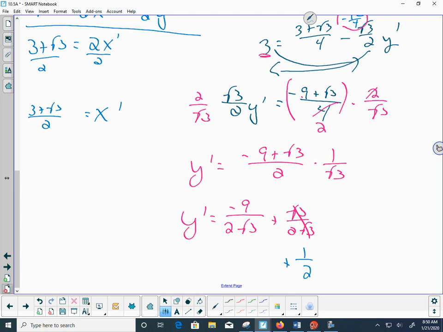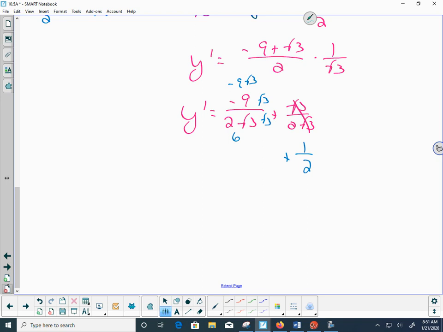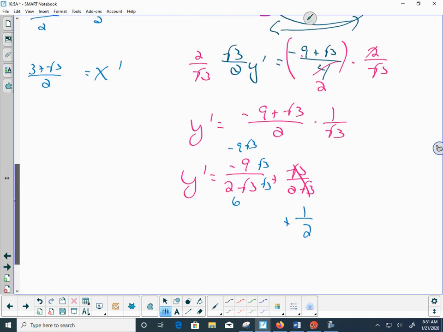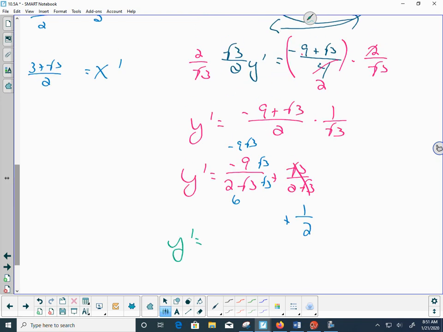In order to do this, what do I have to do? Rationalize. I have to rationalize. So I'm going to multiply by the square root of 3 over the square root of 3. When I do that, this would be -9 times the square root of 3, and then this would be over 6. But the 6 and the 9 can simplify, right? So -3 square root of 3 over 2.